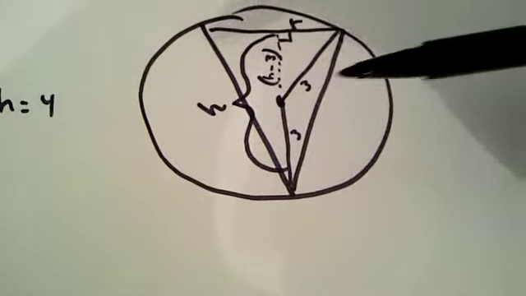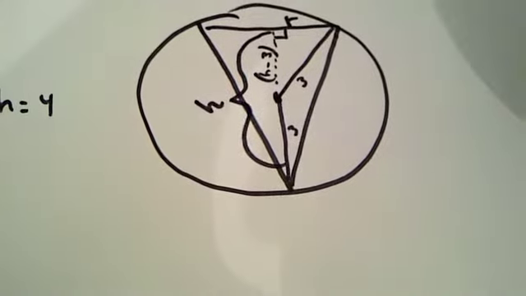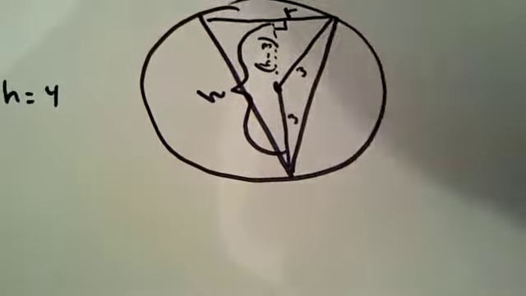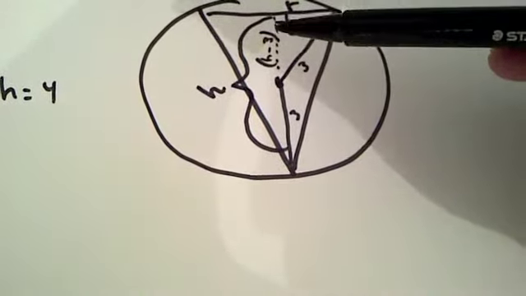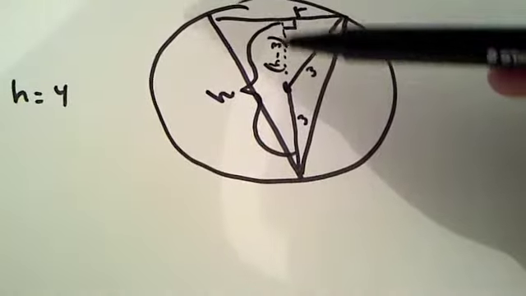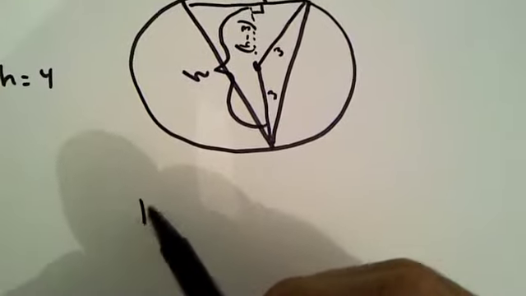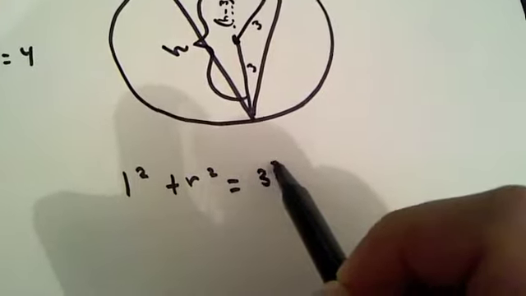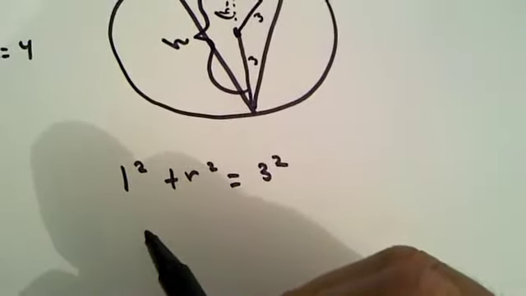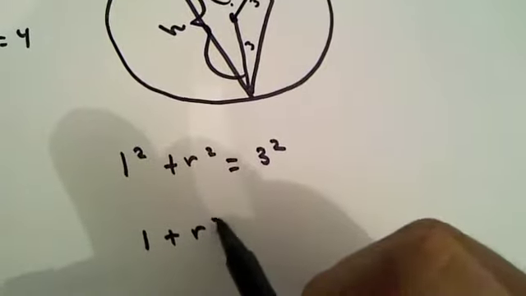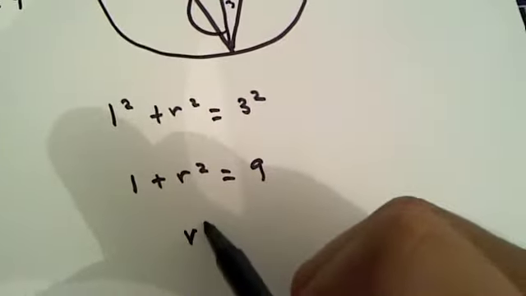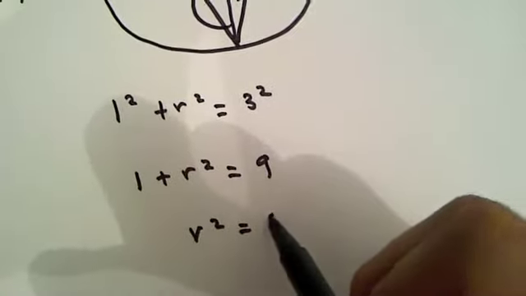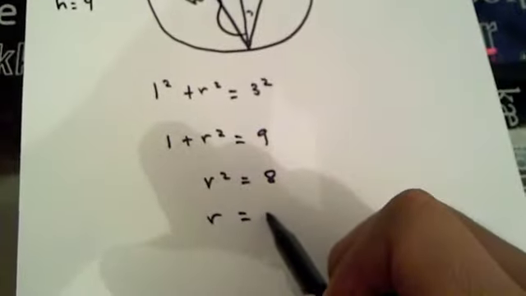So now we're ready to use the Pythagorean theorem to find what r is in order to plug into our cone equation in order to find the volume. So h minus 3, in this case 4 minus 3, would be 1. So this side is 1, 3, and r. Using Pythagoras, we know 1 squared plus r squared equals 3 squared. In this case, we know 1 plus r squared equals 9. r squared would equal 9 minus 1, which is 8. And r would equal square root of 8.